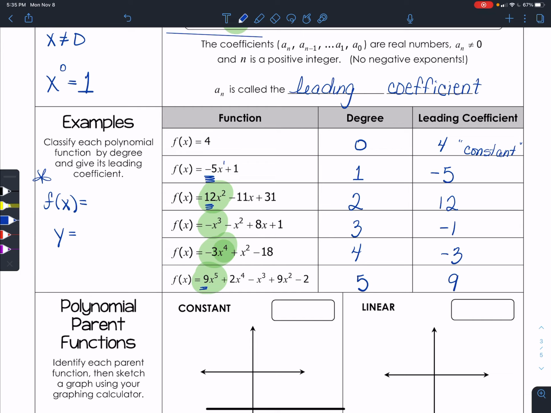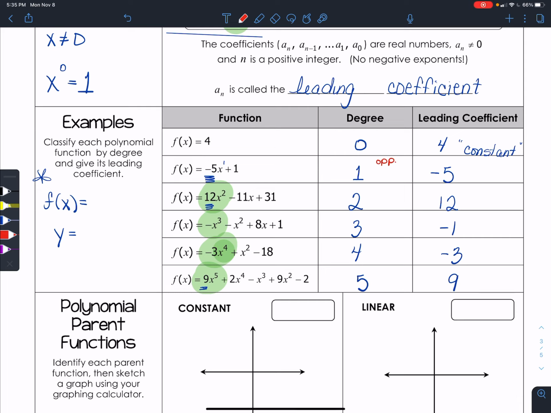Okay, based off of the videos that you guys watched yesterday and the one that I posted before this, where we talked about how the degree affects the end behavior: remember, if it's an even degree, the ends will point in the same direction. If it's an odd degree, the ends will point in opposite directions. So looking at these degrees here, if it's a degree of 1, they are going to point in opposite directions.